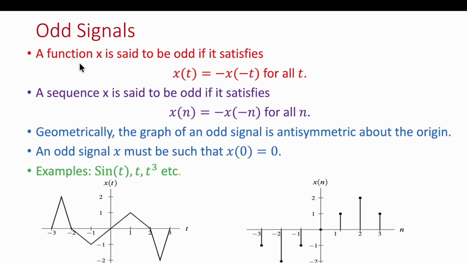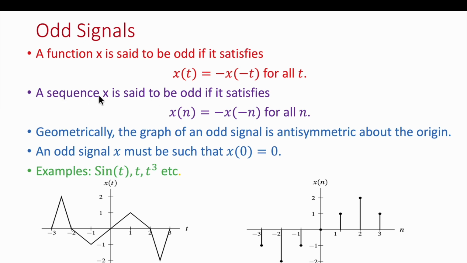Second is the odd signal. A function x is said to be odd if it satisfies the following condition: x of t is equal to minus x of minus t. For example, if you take the value of the function at minus time, it will not give you the same signal. It will give you the reflected version of the signal. So it means that the signal is an odd signal.